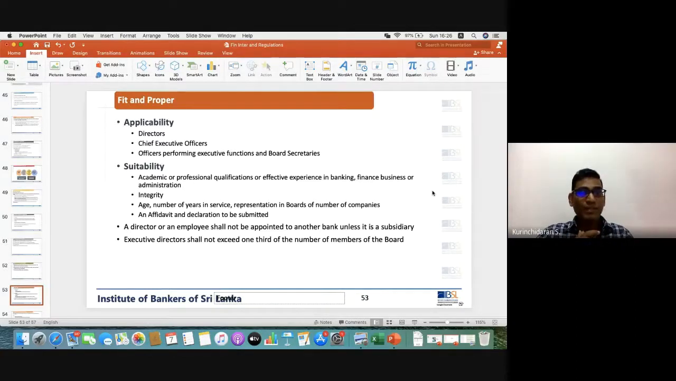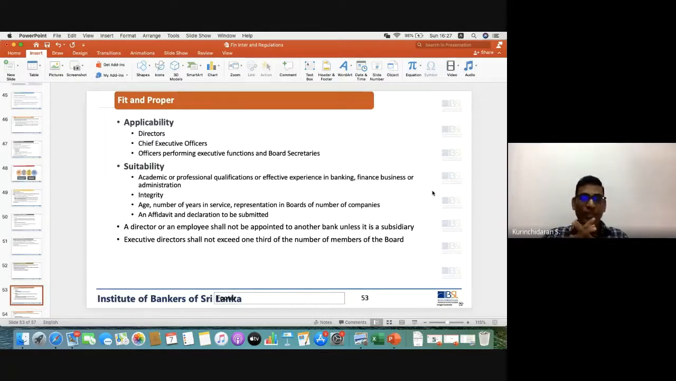And their suitability is always assessed by the regulator. Suitability can be assessed with various criteria. One is their academic or professional qualification or experience, or their integrity, their age, number of years in service, representation on the boards of a number of companies. And all this information is collected through an affidavit and declaration. When a person is appointed as Key Management Personnel or Director, the bank should send an affidavit and declaration, especially the affidavit. There's a format, so they have to fill in all this information and send it to the Director of Bank Supervision.